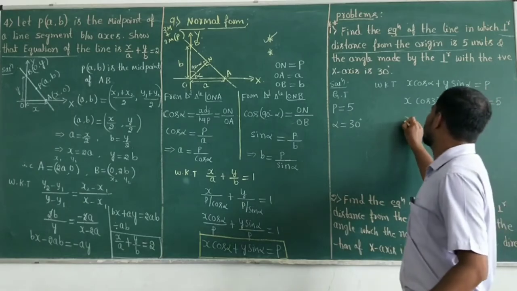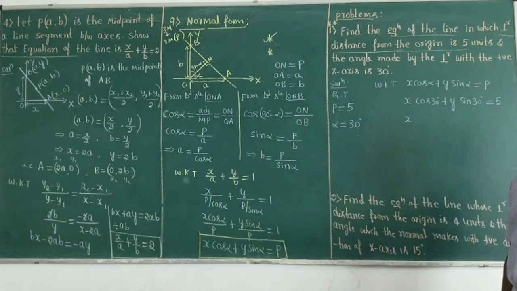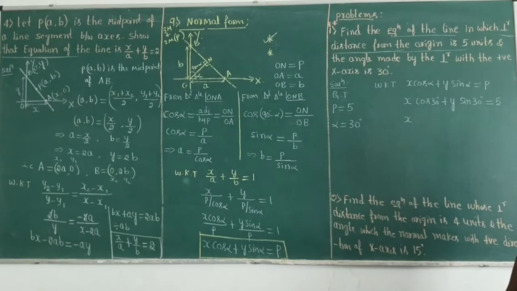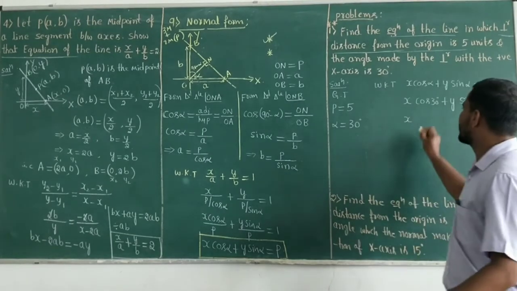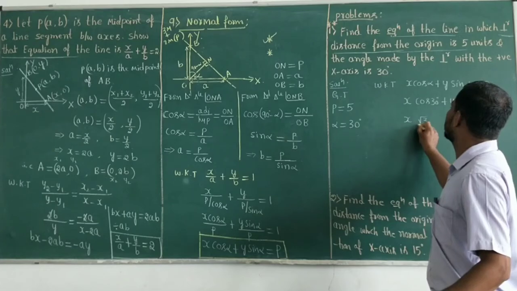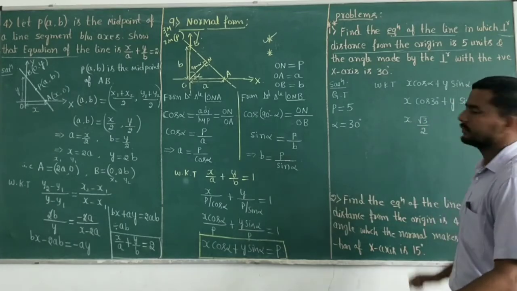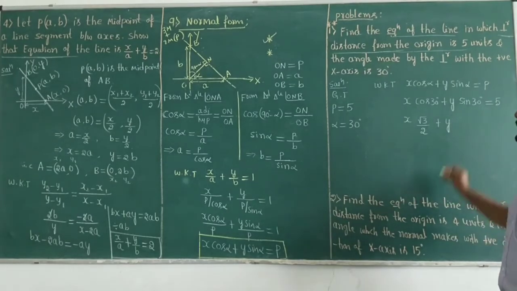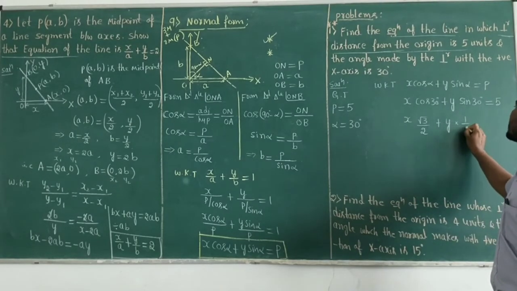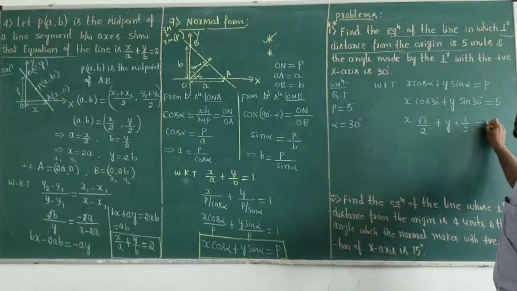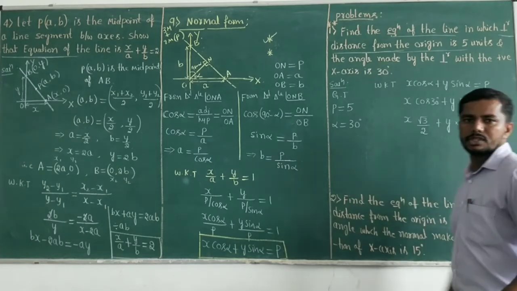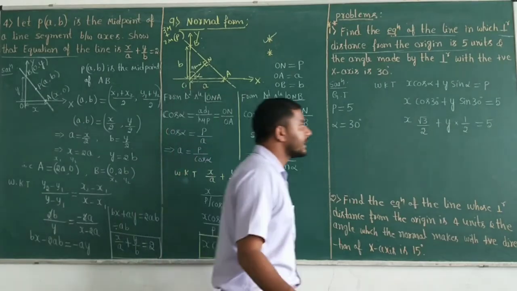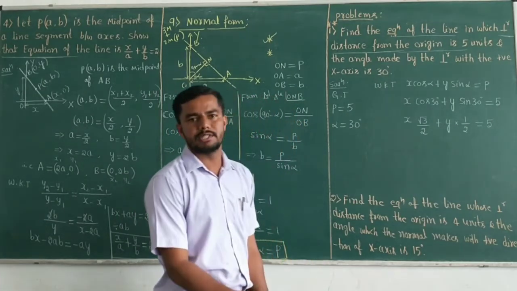So here x into what is the value of cos 30? Sin 30 is 1/2, so cos 30 is √3/2. So for x we get √3 divided by 2, plus y into what is the value of sin 30? Sin 30 is nothing but 1/2, is equal to 5. So here 2 is the LCM. Take 2 as the LCM factor, or in other words multiply 2 on both sides.